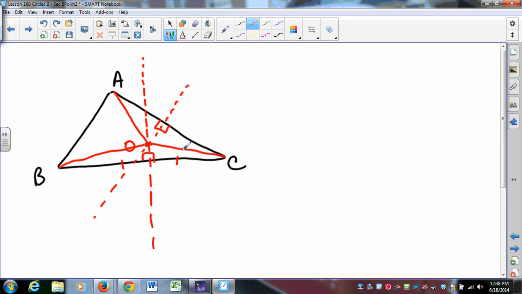So now I have OB and OC and OA, and they're all congruent to each other. And so these are radii for the circumcircle centered at O of radius R. If the perpendicular bisectors intersect, then the triangle can be circumscribed for that reason.